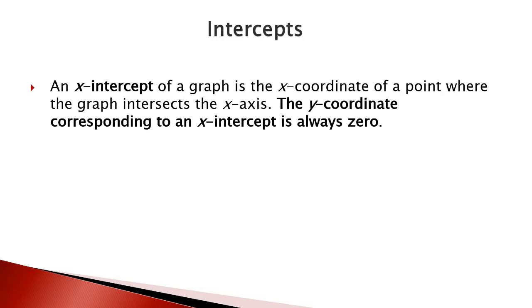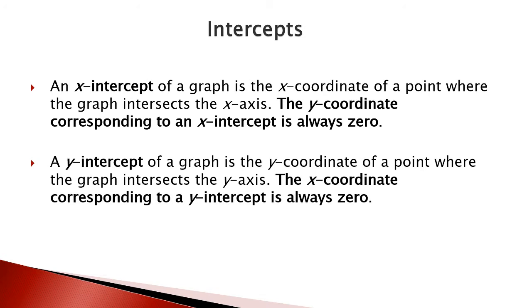Now let's learn about intercepts. The x-intercept of a graph is the x-coordinate of the ordered pair where the graph intersects the x-axis, and at this point the corresponding y-coordinate is always 0. The y-intercept of a graph is the y-coordinate at the point where the graph intersects the y-axis. So the x-coordinate corresponding to the y-intercept is always 0.